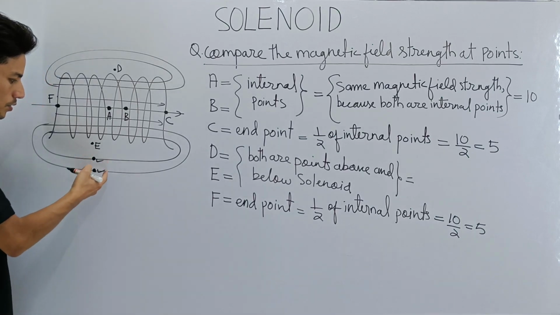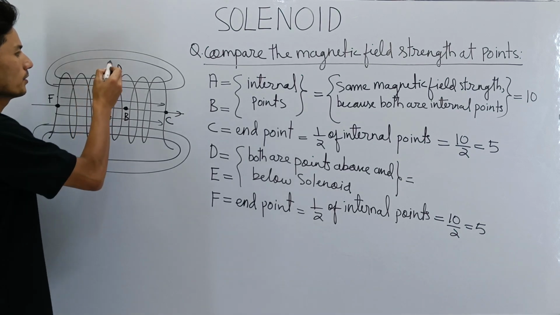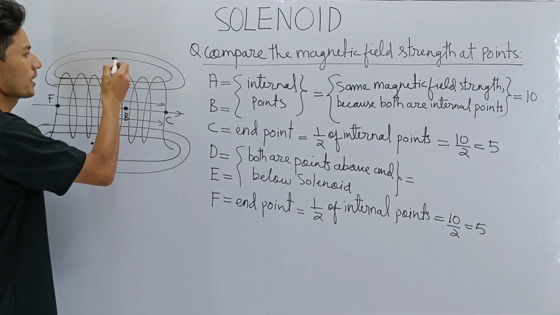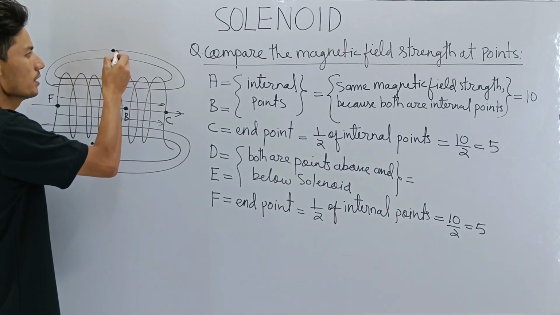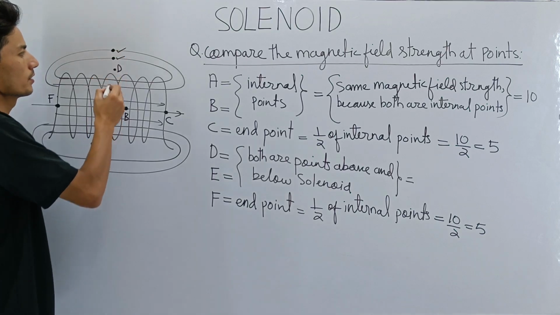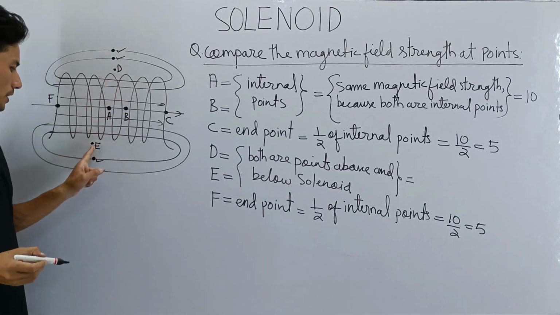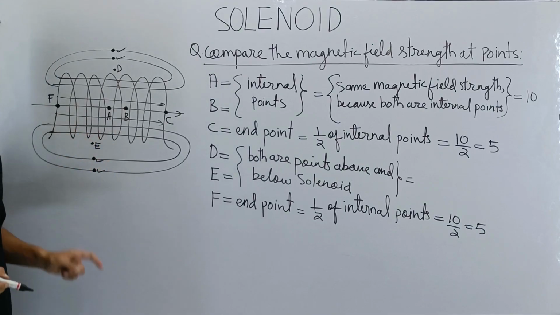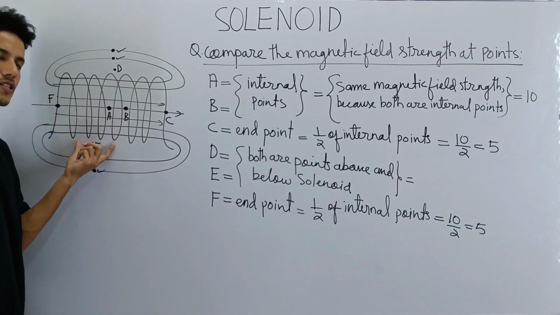Why? Because you have actual magnetic field lines here. Similarly, if you go a little higher, you will find magnetic field lines here, which means magnetic field strength is here. But at point D and point E, since there are no magnetic field lines, this is a dead zone. That means the magnetic field strength here is 0.